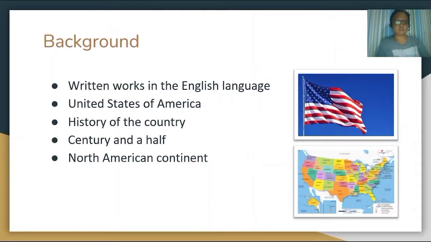A little background. American literature refers to the written works in the English language that are produced in the United States of America. Like all national literatures, American literature was molded by the history of the country that created it.